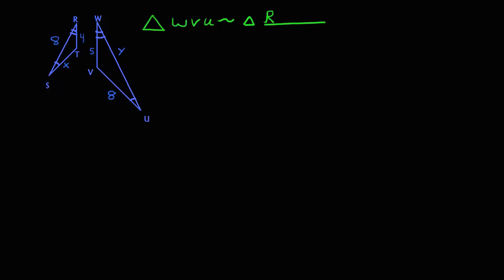Angle V is listed second. Angle V in our larger triangle has no congruency marks. It will correspond to angle T, which also has no congruency marks. Angle V is listed second, so angle T must be listed second. Angle U has one congruency mark. It will correspond to angle S, which also has one congruency mark. Angle U is listed last, therefore angle S must be listed last. So triangle WVU is similar to triangle RTS.